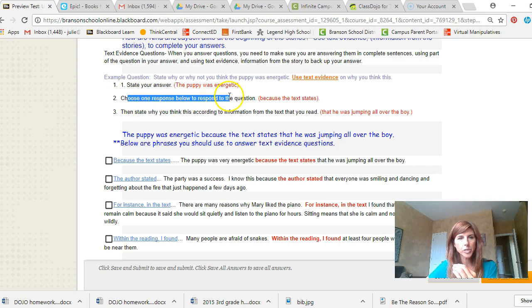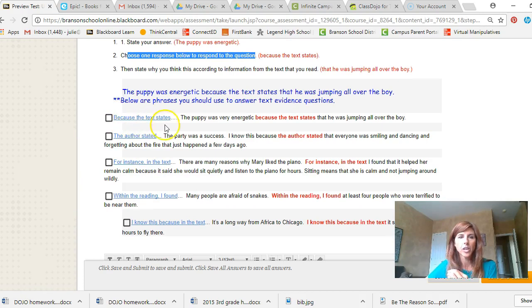Then choose one response below to respond to the question. One of these responses: because the text states, the author stated, for instance, in the text, within the reading I found, I know this because in the text. You can just use one of those every single time you're answering text evidence questions. I'll be giving you this outline every single time, and there'll also be a page you can print out and put on a corkboard, or by your computer, or in a writing folder. So choose one response below.